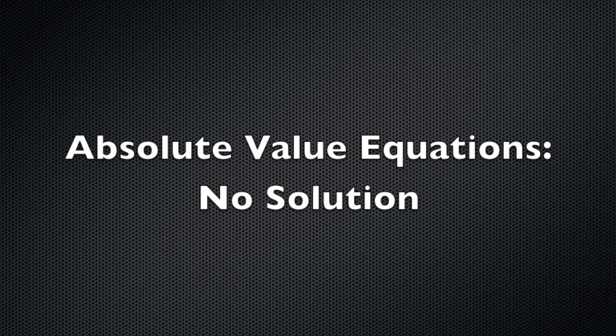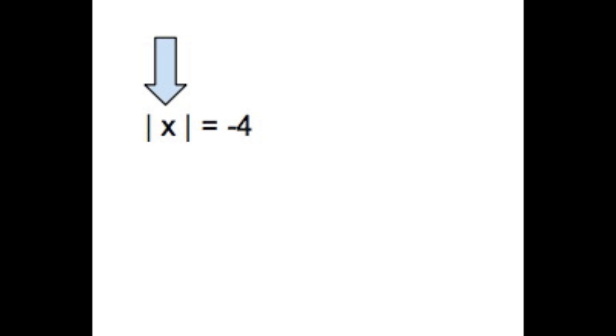This video tutorial will take a look at absolute value equations that have no solution. Our first example that we will look at is the absolute value of x equals -4. Absolute value is the distance a number is from 0. So this is saying that x is -4 from 0.